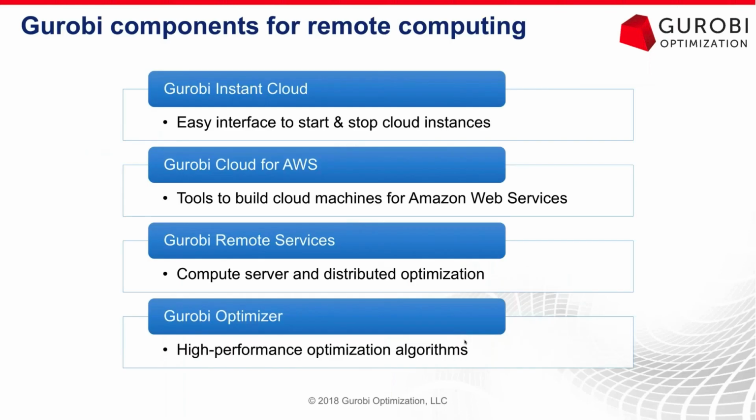So the different pieces are available, and they fit together. There's the Gurobi optimizer, something you've probably been working with for a long time. Those are the optimization algorithms. We then make those available with client-server computing over the network with Gurobi Remote Services. The next piece of the puzzle is Gurobi Cloud for Amazon Web Services, which runs the Gurobi Remote Services, this client-server computing, on Amazon Web Services, a public cloud system. And then Gurobi Instant Cloud is that nice interface to control and operate those machines.